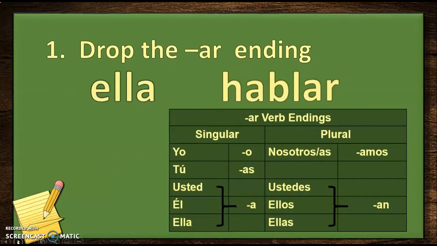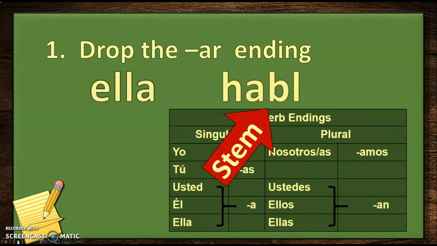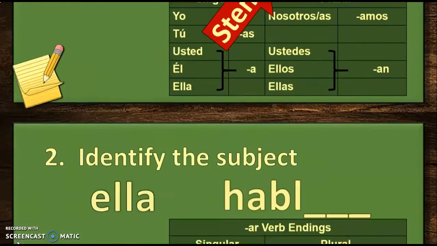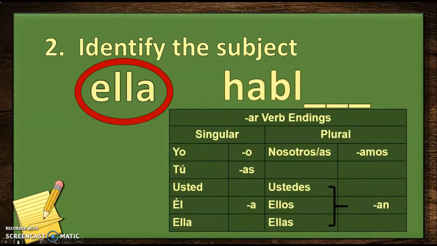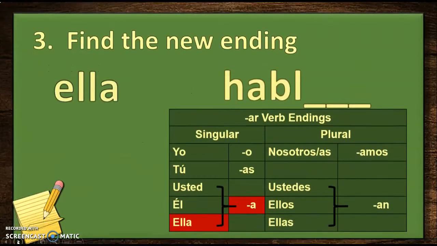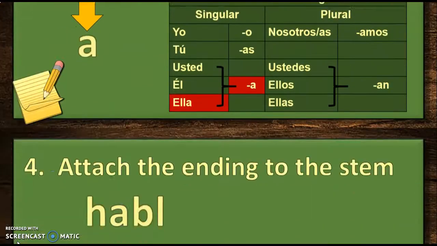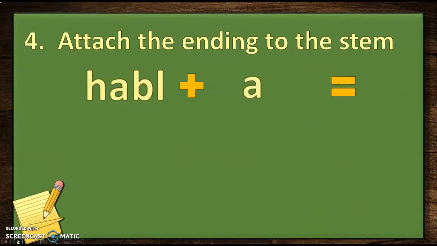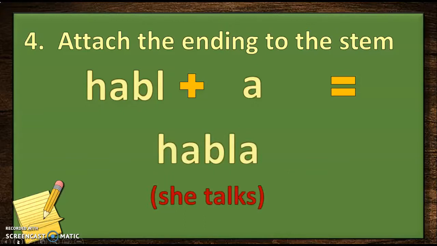How about if your subject is ella? Follow the same procedure. Drop the AR. You're left with the stem. Identify the subject, it's ella. For now, you can refer to the chart, and for ella, the verb ending is a. So that's what you're going to add to the end of the stem. So you end up with habla, which in this context is what we want to use for she talks.